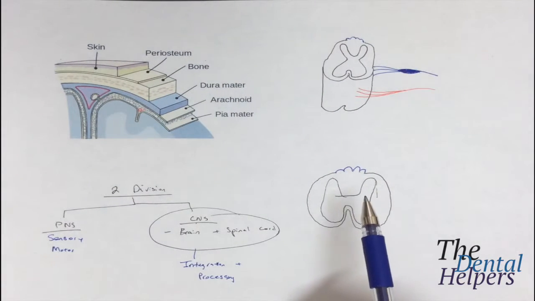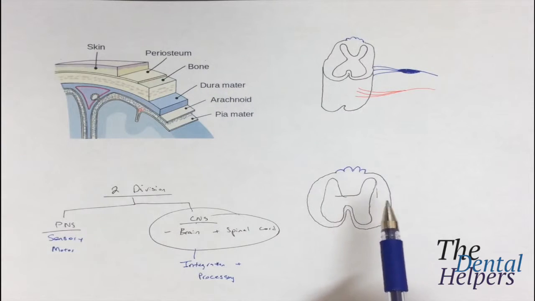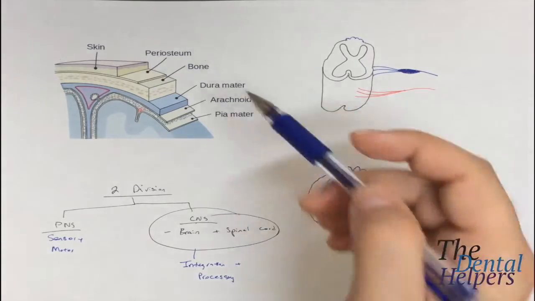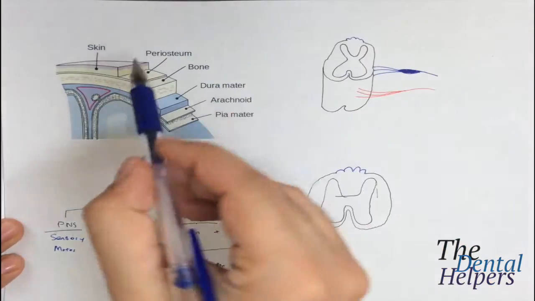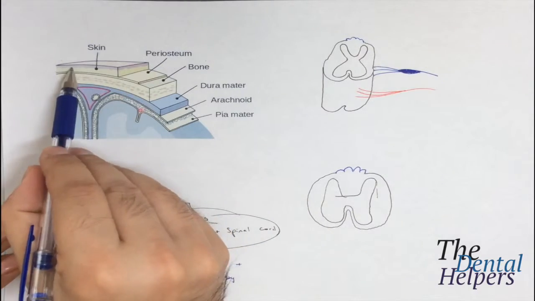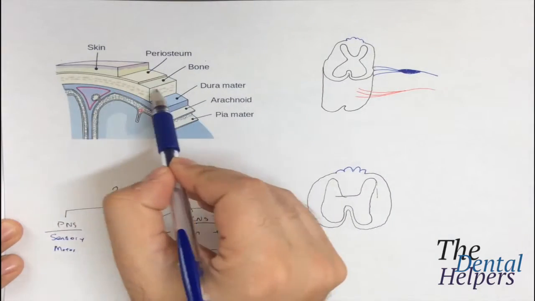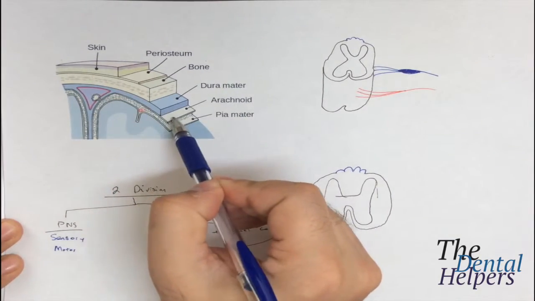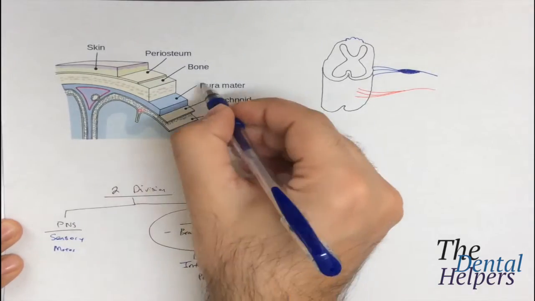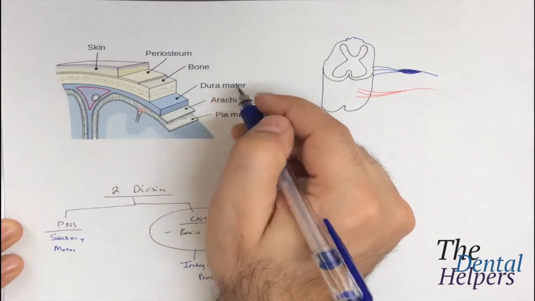So let's break down the parts from the brain to the spinal cord. We're not going to go too far into detail in the brain, because this is more of a gross anatomy video than a neuroanatomy video. So let's look at what leads us into the brain. This is our skull. We have the skin, periosteum, the bone, the Dura Mater, the Arachnoid, and Pia Mater. So we're going to focus on these three right now.